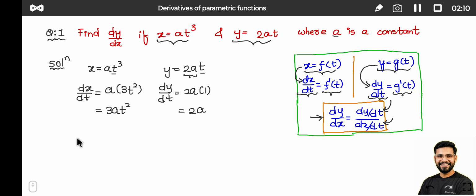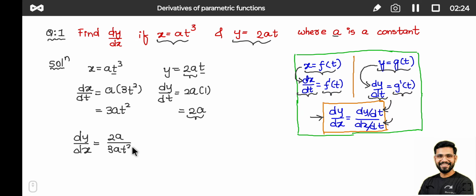Okay, so the final step, we have to find dy by dx. So dy by dx is nothing but the derivative of y, which is 2a, divided by the derivative of x, which is 3at square. Okay, so this a and a we can cancel out, so the final answer will be 2 upon 3t square. So this is our value of dy by dx.